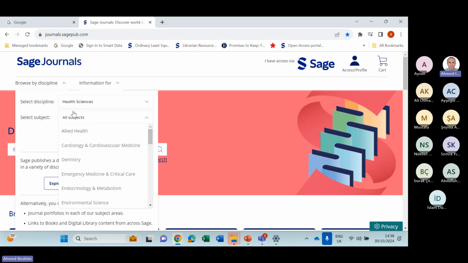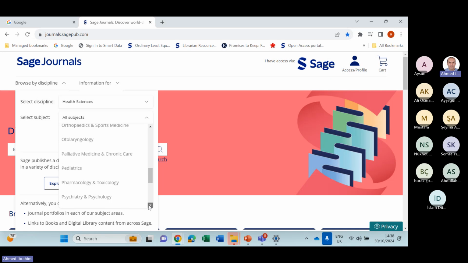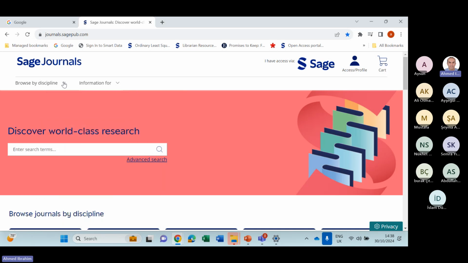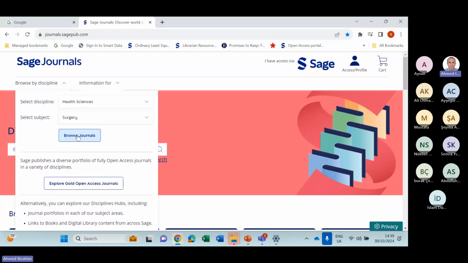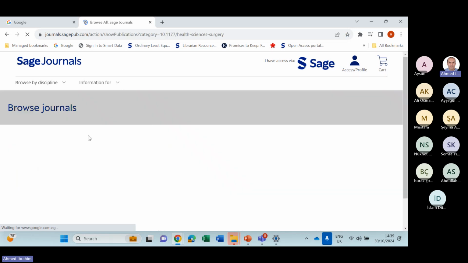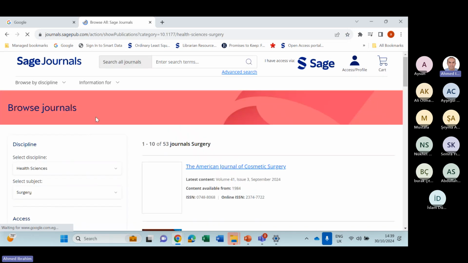Health science is divided into allied health, cardiology and cardiovascular medicine, dentistry, emergency medicine, endocrinology and metabolism, environmental science, general medicine, geriatrics, infectious disease, all disciplines of medicine, pharmacology, toxicology, nursing, public health, rheumatology, veterinary medicine, and tropical medicine. So you select the sub-discipline here, like surgery, and then you will find journals in this sub-discipline. If you browse journals, you'll find journals containing surgery.